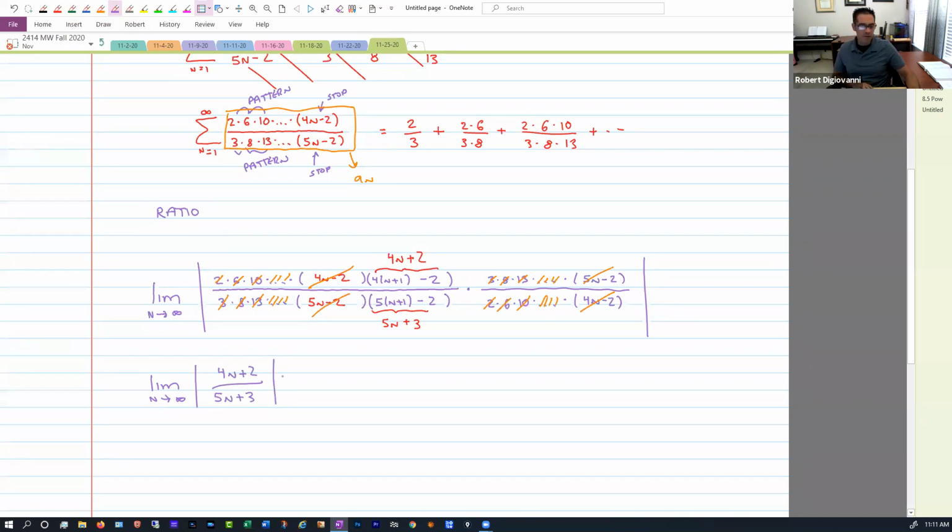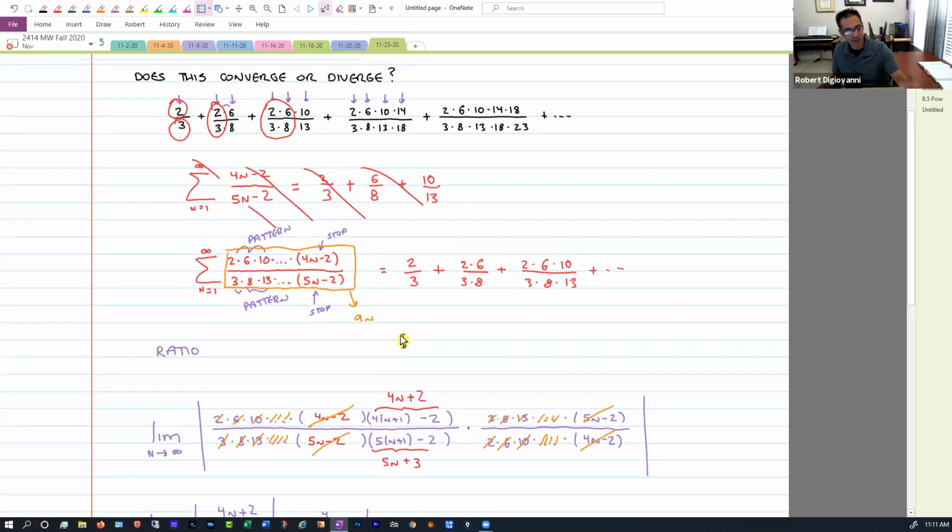And that we can just do L'Hopital's rule, because we get infinity over infinity, right? You do L'Hopital one time, you're going to get 4/5. And that is less than 1, right? 4/5 is less than 1. So what we can say is that this series up here converges.